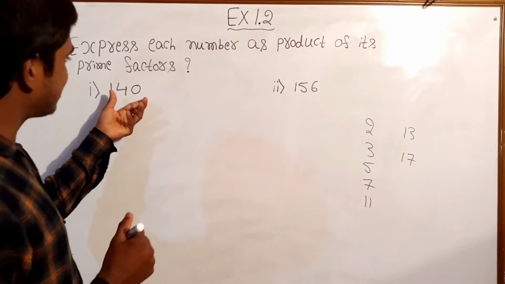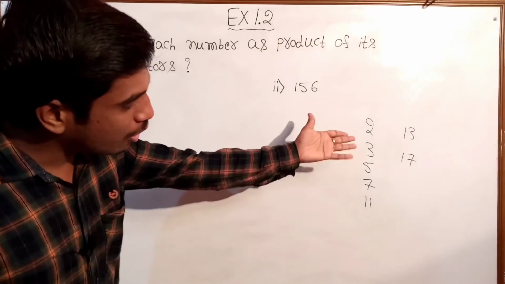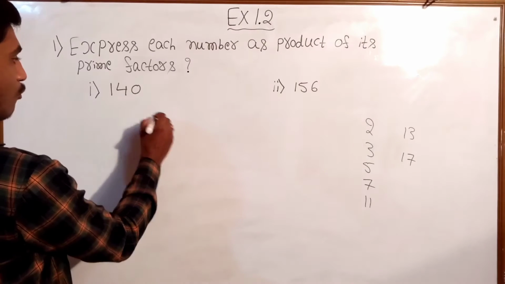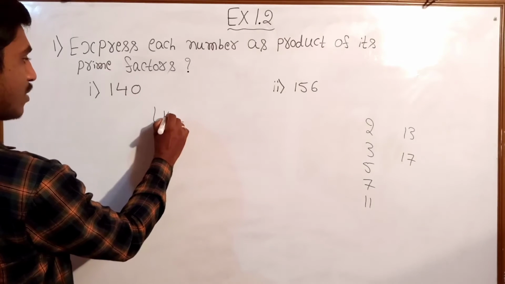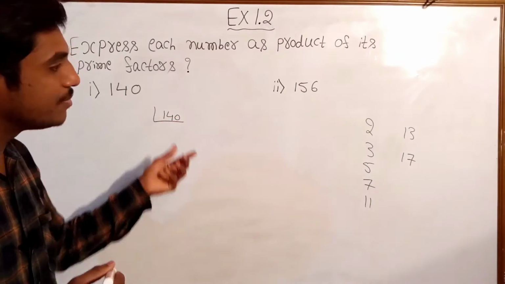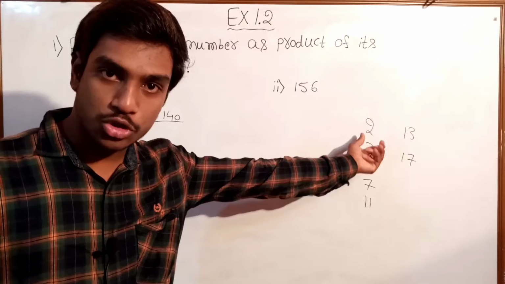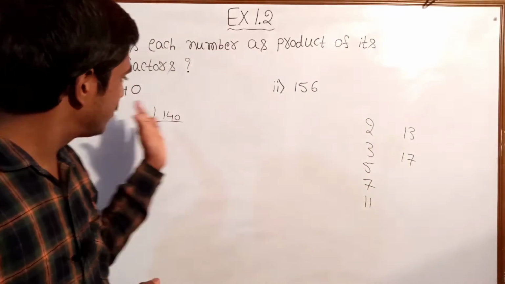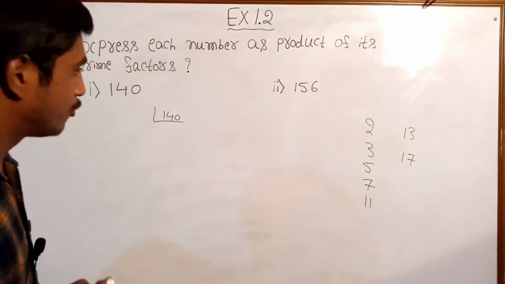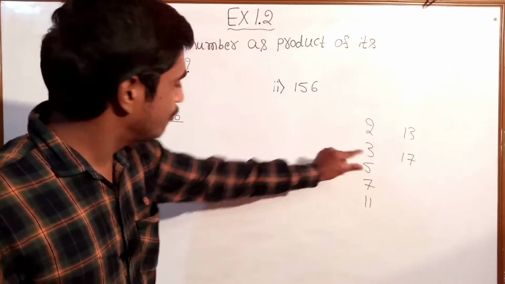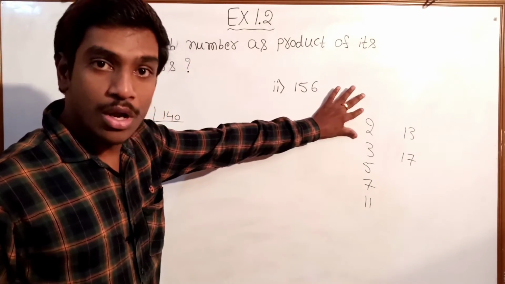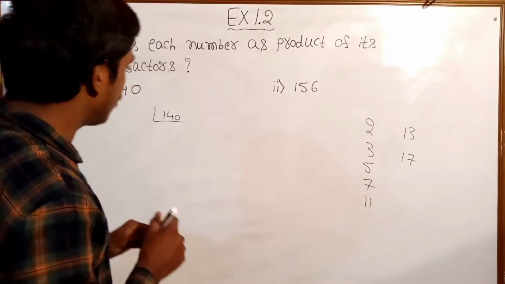Now we have to express this 140 as the product of these numbers. How do we do it? We follow this procedure. 140 we will write. Now first we will check whether 140 is divisible by the first prime number, which is 2. If it is divisible, we will write it, otherwise we will go to the next number. 140 is divisible by 5, but we will not try with 5 first. First we will go with 2, next 3, in ascending order we will try.